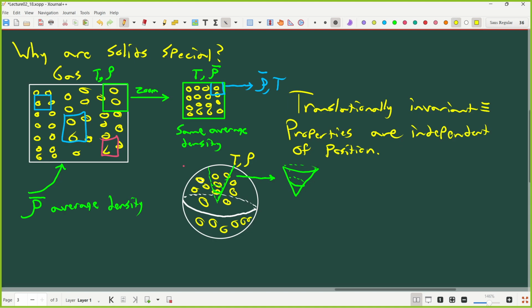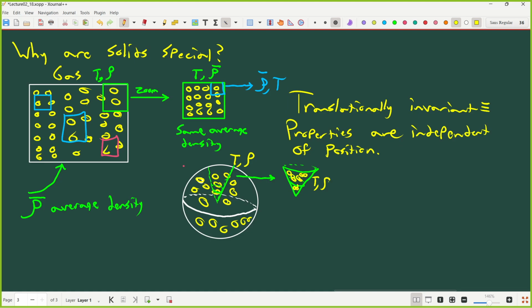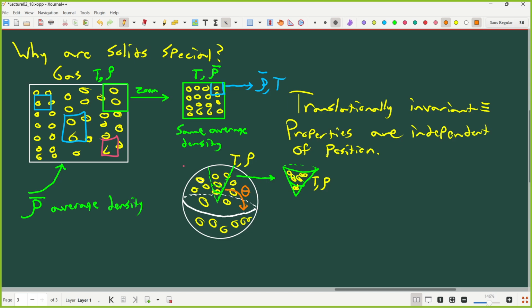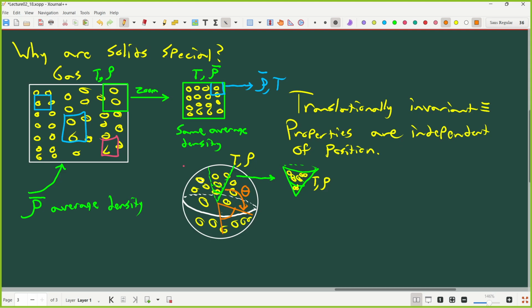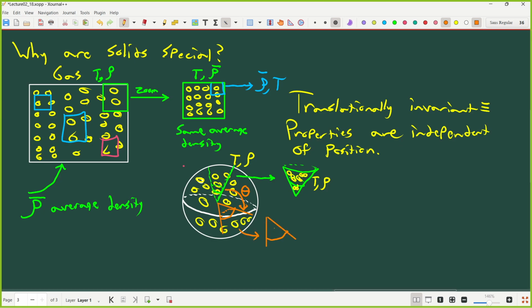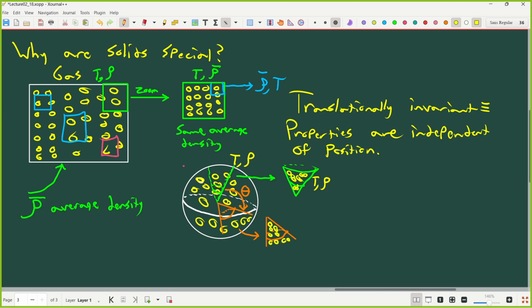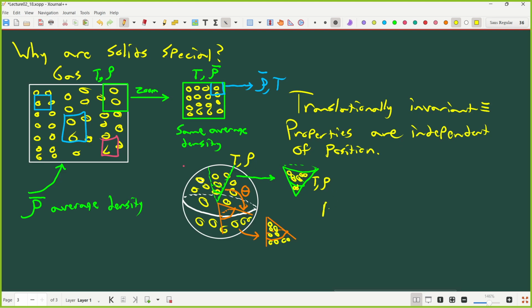It looks like a little snow cone of gas. This has the same temperature and pressure as the whole. It's translationally invariant. It doesn't matter how I cut it. But even more importantly, if I rotate this cut by a degree theta, and I now have a cut at some different angle, I see the same thing. All right, so what does this tell me? Well, it tells me that not only is the system translationally invariant, but it's also rotationally invariant.